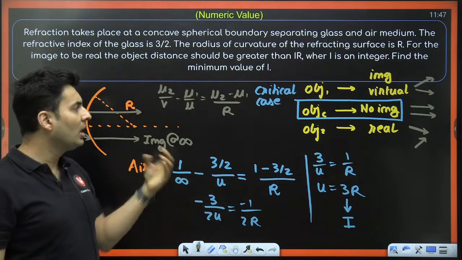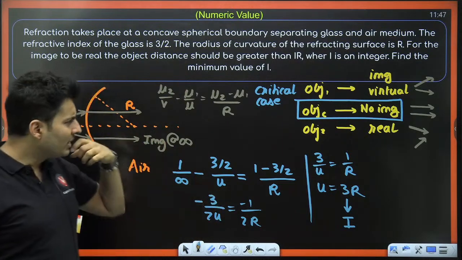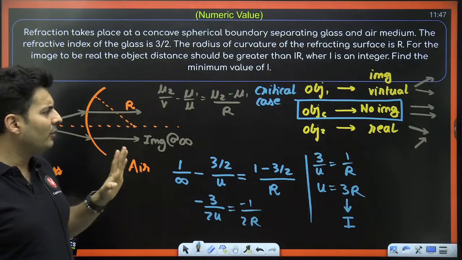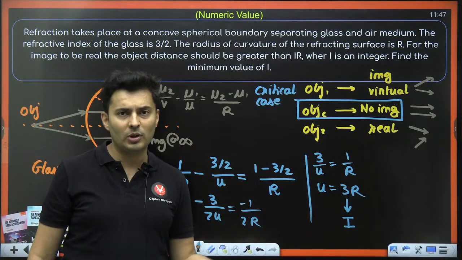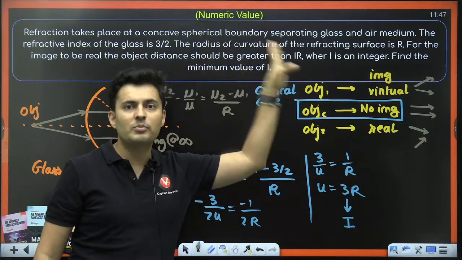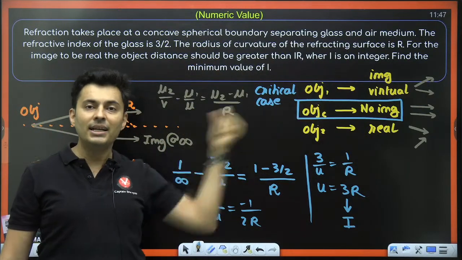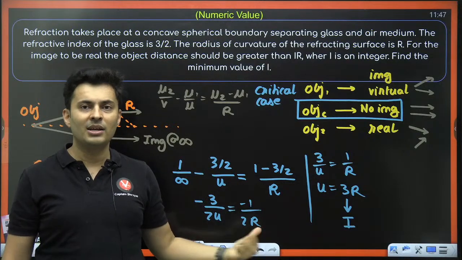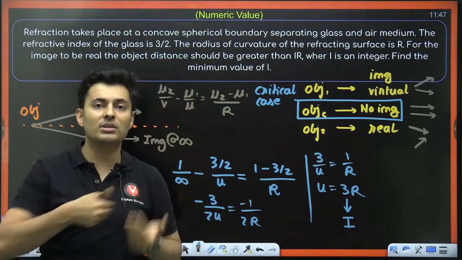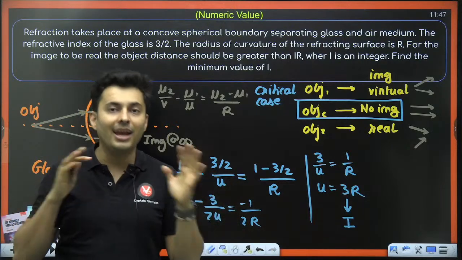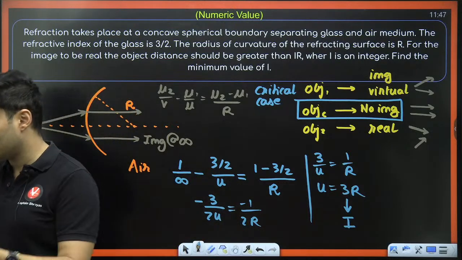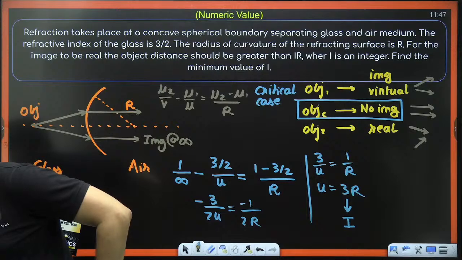You only have to figure out what the diagram will look like. What is the value of V? What is the value of U? How do I interpret the problem? For what situation is this problem made? Those things you will have to think. And that is what we did initially before we used formulas. So don't always jump to just use the formulas. That is not going to be of any help in JEE Advanced. Analyze, draw the diagram.